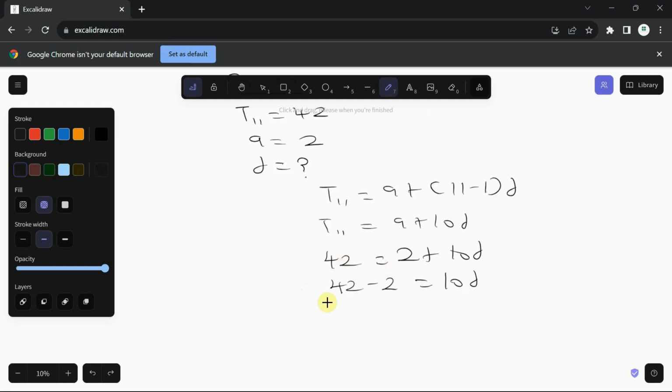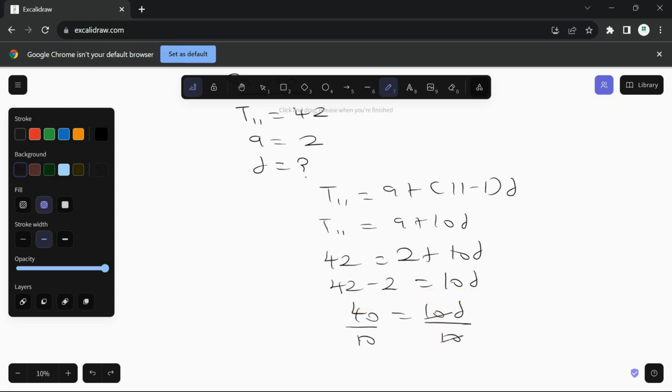So 42 minus 2 is 40. So this is equal to 10d. And to make the d stand alone, this is like saying 10 times d. So if I want to make the d stand alone, I can divide both sides by 10, right? If I were to solve this question in terms of y equals, for example, I would say dividing both sides by 10. I'll write it down.